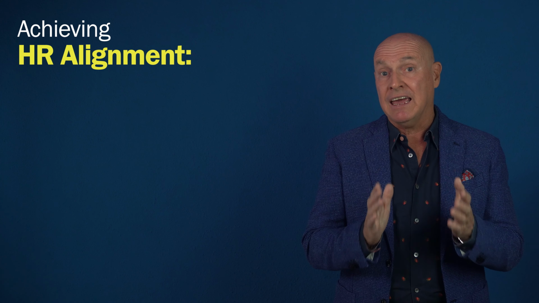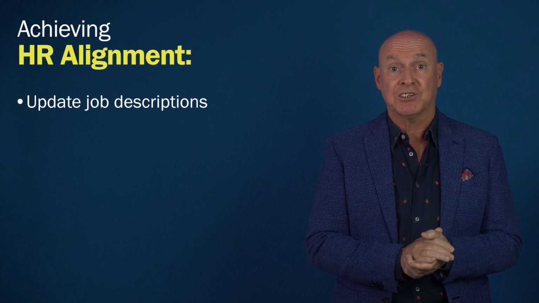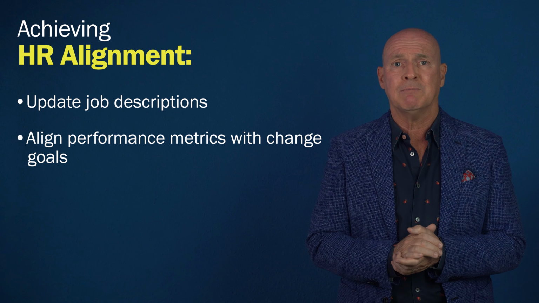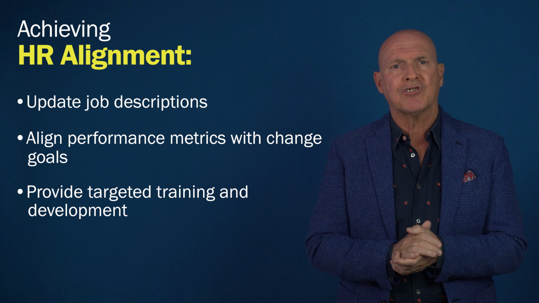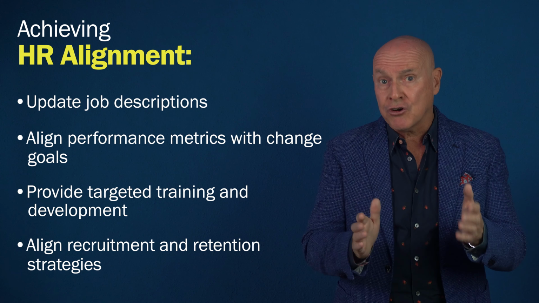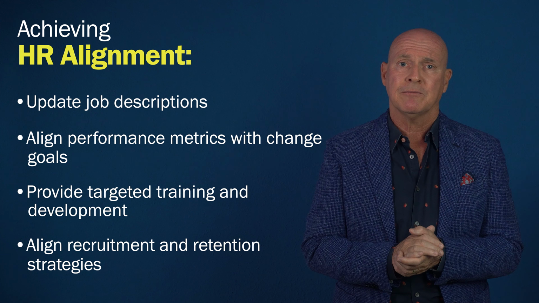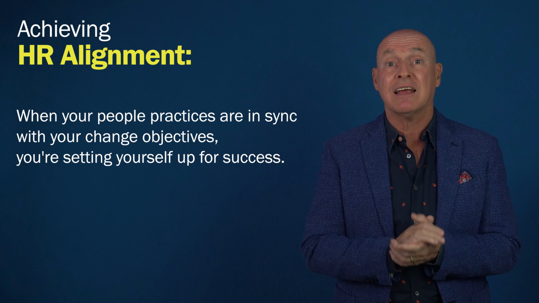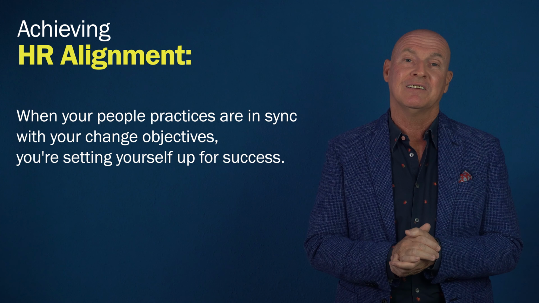To achieve HR alignment, review and update your job descriptions to reflect new realities. Align performance metrics with change goals. Provide targeted training and development opportunities, and ensure your recruitment and retention strategies support the change. When your people practices are in sync with your change objectives, you're setting yourself up for success.